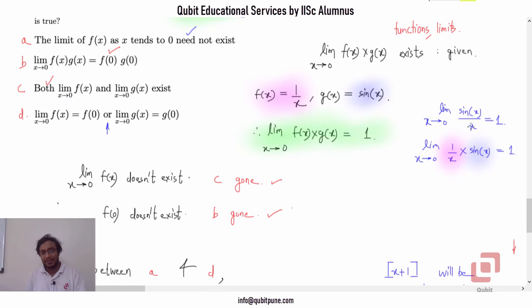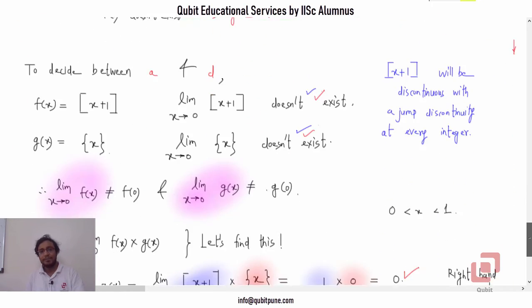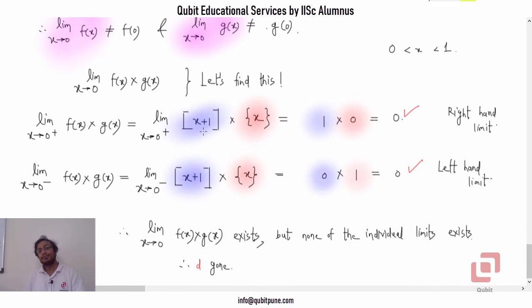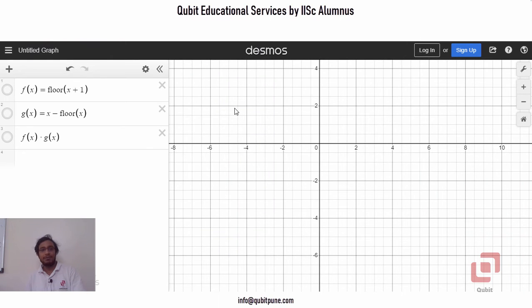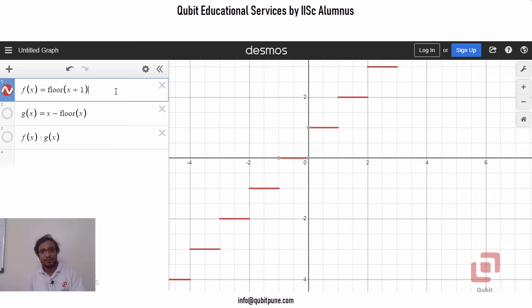I don't think you need any verification for sin x by x, so we will do it for the box x plus 1 and fractional part. Okay, we will use Desmos now. So f of x is the floor function, that is the greatest integer function. You can see that the function's right limit and left limit are different. So the function has an irremovable discontinuity, hence the limit doesn't exist as x tends to 0.